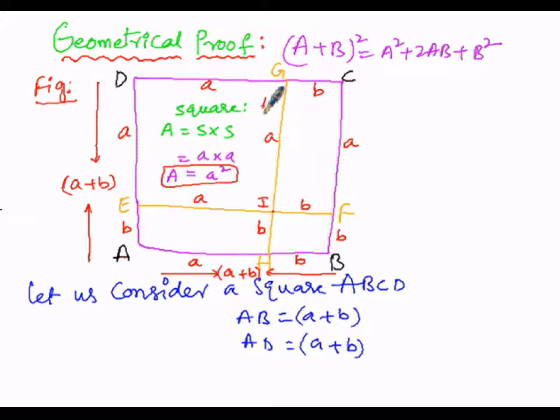So this is figure number 1, whereas figure number 2 is IFCG, in which the adjacent sides are IG and GC, they are A and B. So the measure of GI is A units and the measure of GC is B units, but they are unequal, therefore it is a rectangle. According to the property of the rectangle, adjacent sides are unequal. The area of the rectangle is given by length into breadth. So we can write length as A and breadth as B, so A into B, that is AB. So the area is AB, which is the area of this rectangle IFCG.